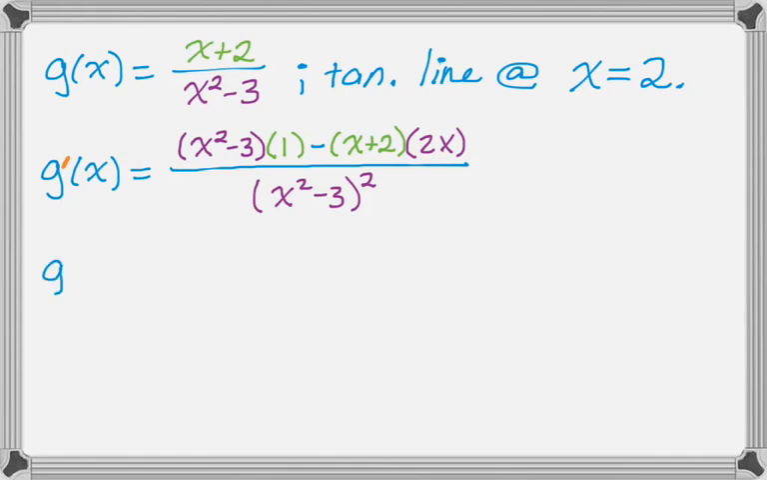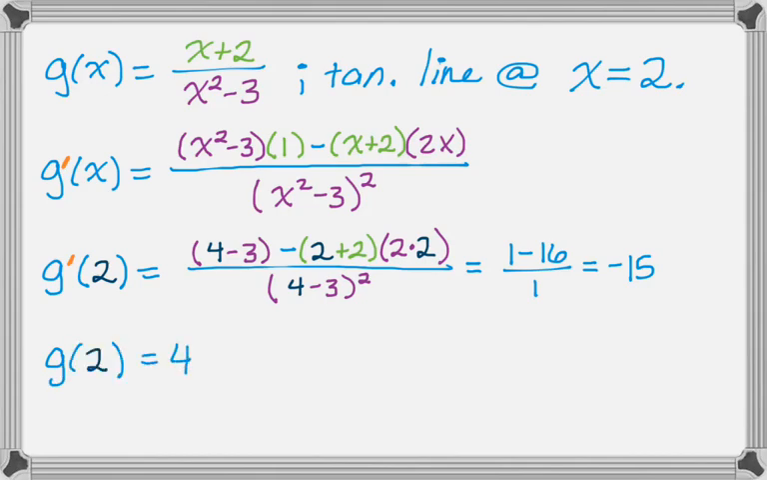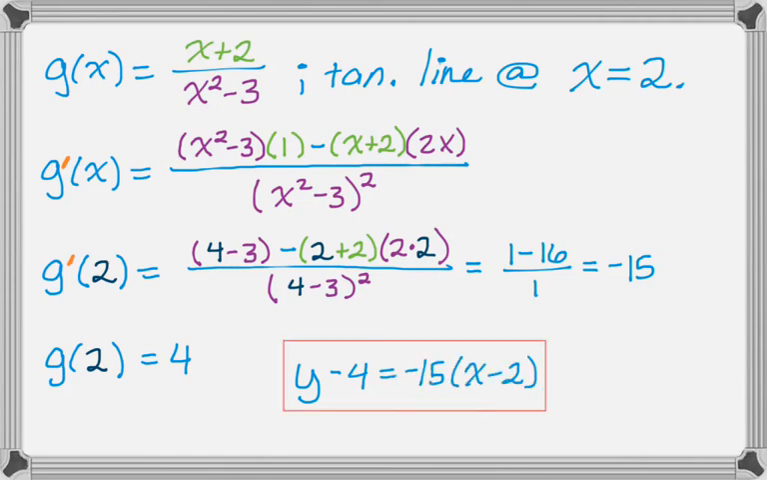Alright, and now I will plug in 2, so that's going to give me all of this, and if I simplify that, I end up with 1 minus 16 over 1, which is negative 15. But of course, to write the equation of the tangent line I also need the y-coordinate when x is equal to 2, so to find that I plug into the original function. So g of 2 is just going to be 4, so 2 plus 2 over 1. And then I'm going to write my answer in point slope form, which is the form you pretty much always want to use. So y minus 4 is equal to negative 15, the quantity x minus 2. And there you go. So quotient rule is really not that bad, but you do have to remember it.